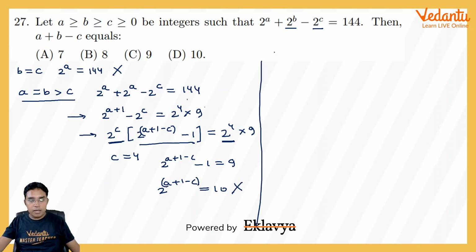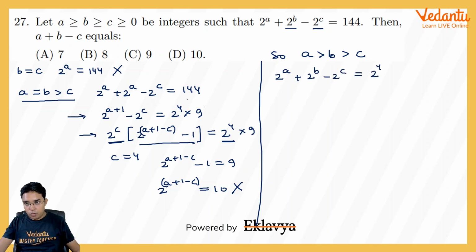So here now I can say that a has to be greater than b, greater than c. Now this question will become easy. How? Please see. 2 power a plus 2 power b minus 2 power c is equal to 2 power 4 into 9. So can we say that c has to be 4? Yes, we can say. Why am I saying so?